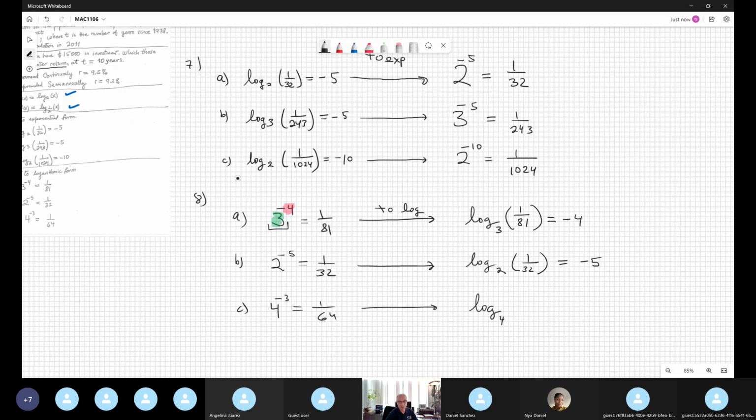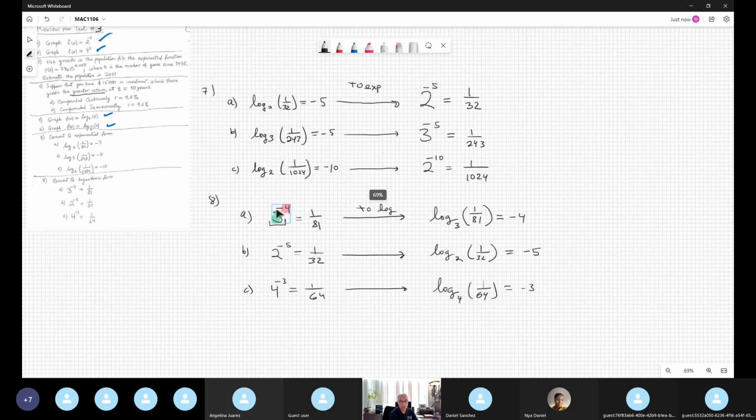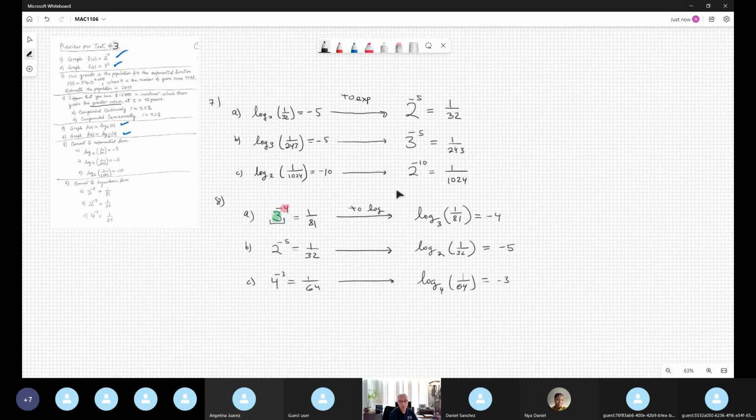4 now is the base, parenthesis, and the exponent is negative 3, and this is 1 over 64. Done. We finish question 7, question 8, and we finish, by the way, the first page of the review package.